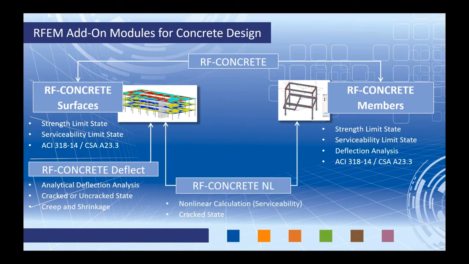And finally, we have the module extension RF-CONCRETE Nonlinear. Now, this is applicable to both the surfaces and members modules, and this allows us to run a nonlinear calculation for the serviceability state only in the cracked state. So we won't be using analytical equations or factors, but we'll actually come up with the cracked section properties and rerun this within the stiffness matrix to account for those nonlinearities. We won't be getting into this today, but just keep in mind that that is a possibility if you're looking for it.